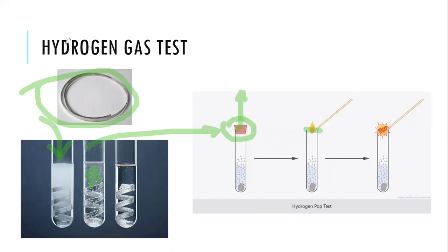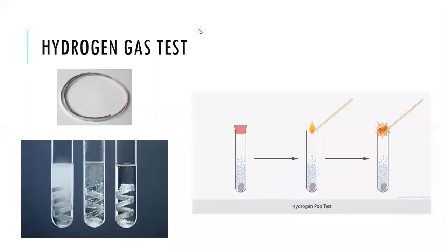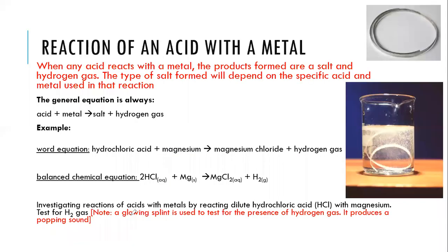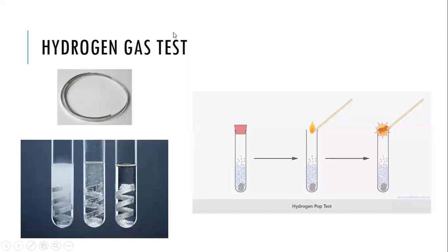And then you just bring what we call here the glowing splint. Or you can bring a match. You must be careful when you deal with the match, for example, if you have a long match, and then you just put it on fire. You just dip the burning match into that. If you hear the popping sound, pop, pop, not too high, because the amount of hydrogen gas is too small here. That's why it's not going to cause any problem.